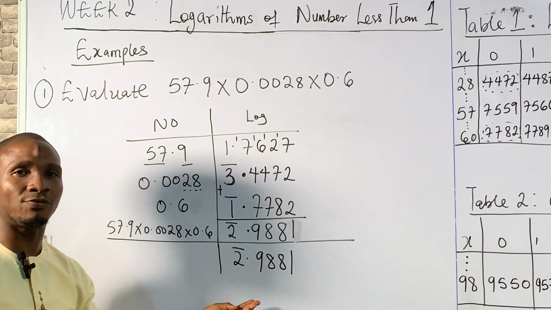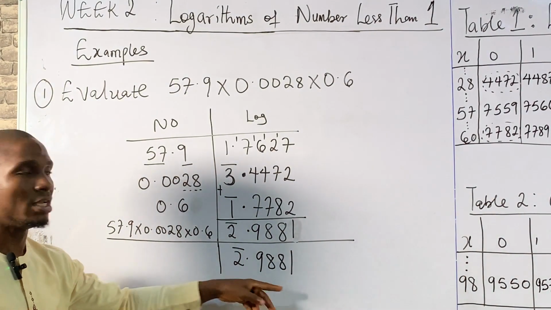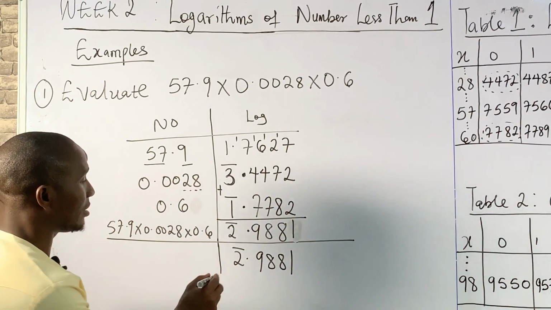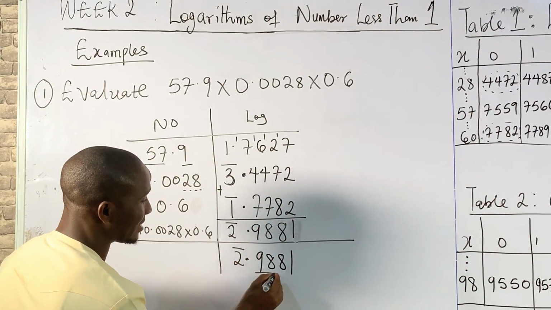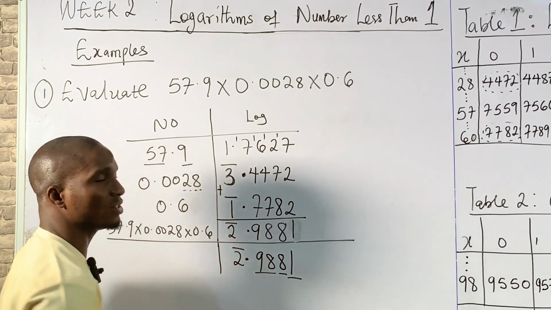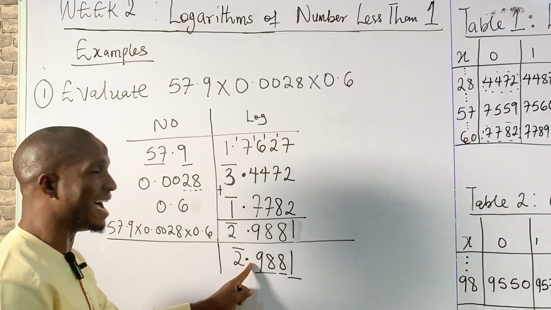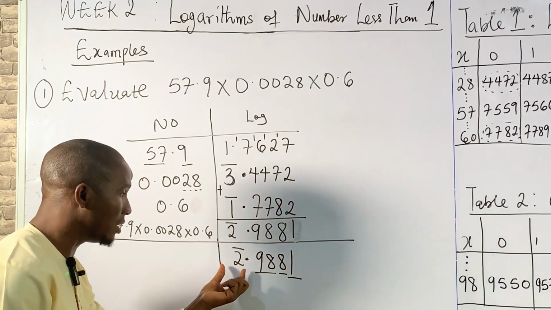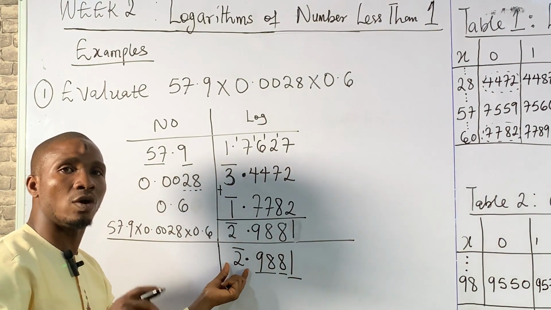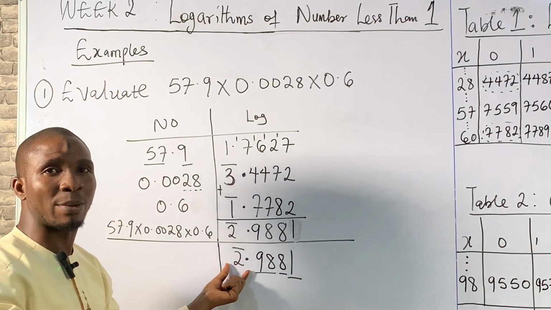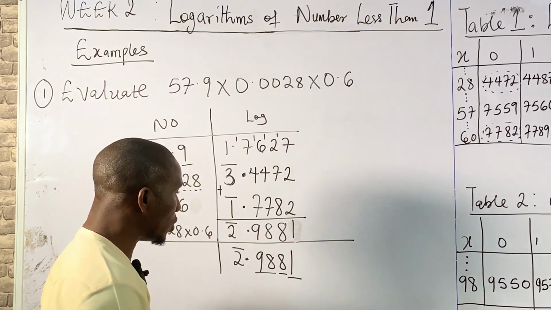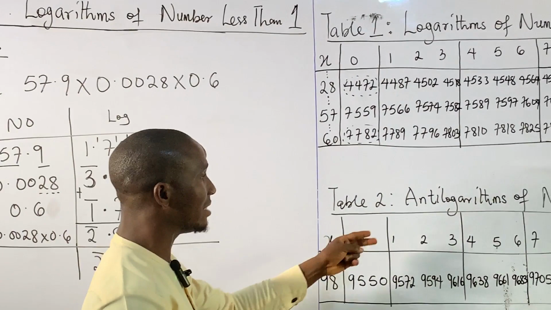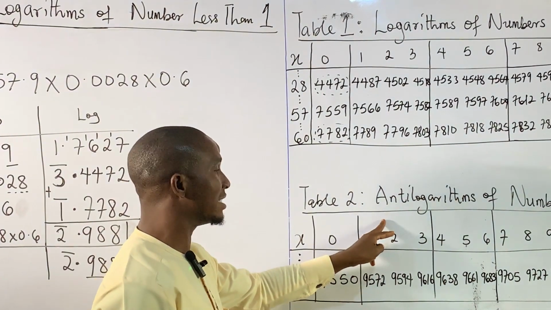Now, the next thing is to find the antilog of this, since this is the last operation. The antilog means you check 98 under A difference 1. I repeat, under the antilogarithm tables, you check for 98 under A difference 1. The first number here only indicates the position of the decimal point. We are coming to that. So let's check for 98 under A difference 1. These are the antilog tables.